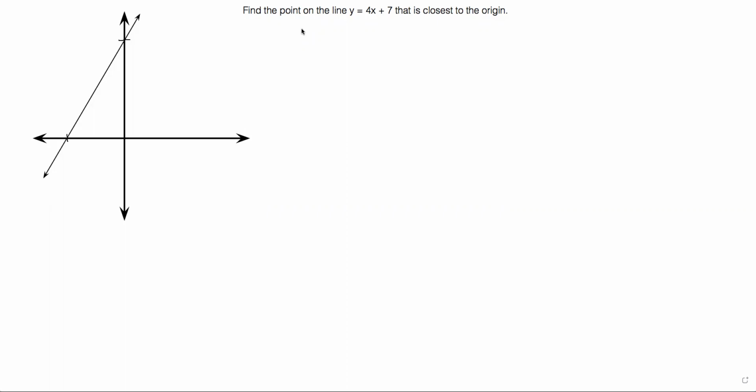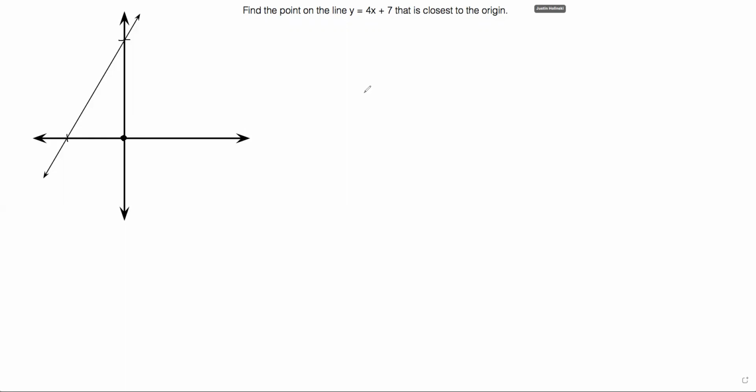Let's get to work. This is an optimization problem. It's a lot different than the ones we saw in previous examples. The thing is, we actually have a function to look at. Sorry about that, my name is covering the question. We're looking at a linear function, and we're being asked to minimize the distance between any point on this line that I drew right here and the origin, which is just 0, 0.